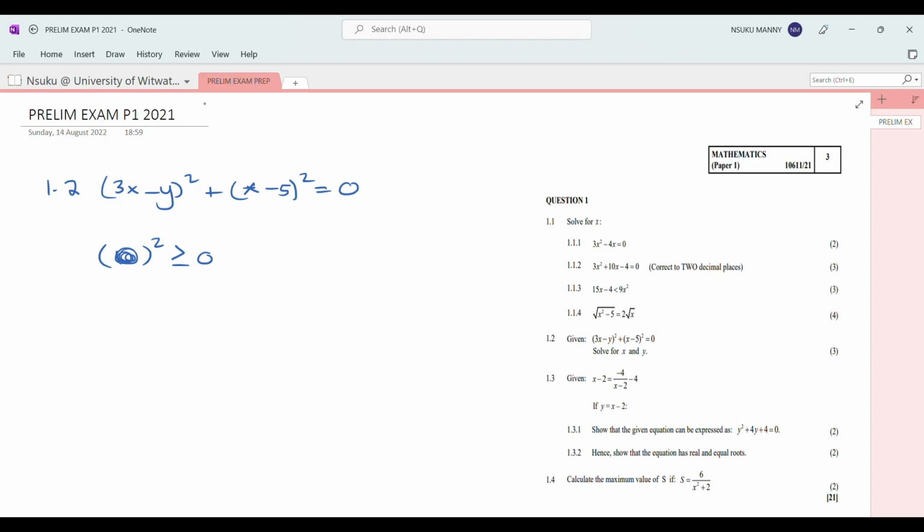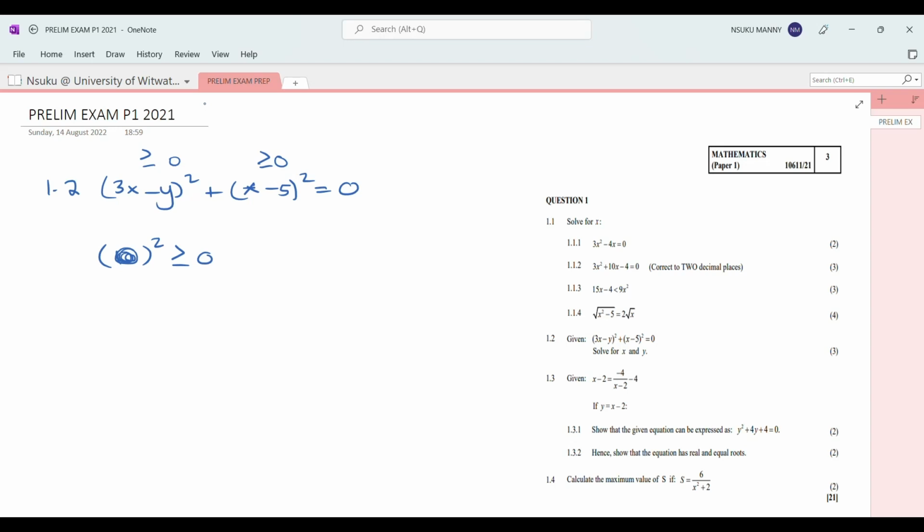So with that being said, for this equation to make sense, we know that this term will be greater than or equal to 0, and this one will also be greater than or equal to 0. If these values are any number except 0, this statement will be false, because if we add two positive numbers, we only get a positive value, which is greater than 0. So for (3x minus y) all squared plus (x minus 5) all squared to equal 0, whatever comes out of both brackets has to be 0, because 0 plus 0 gives us 0.